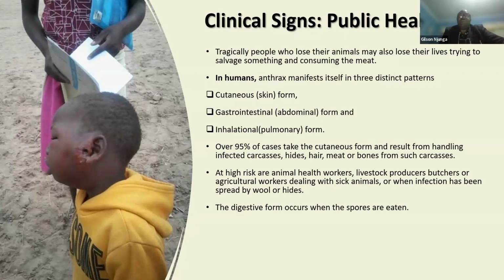Okay, I've already talked about the cutaneous form, gastrointestinal form, and inhalation, so I'll not talk much again about that. But what you have to know is that over 95% of cases take the cutaneous form because of direct contact. At high risk are animal health workers, livestock producers, agricultural workers dealing with sick animals, or in short, people who are in direct contact with either the animal or animal products, like, for example, wool or hides that originate from animals that were suffering from anthrax.